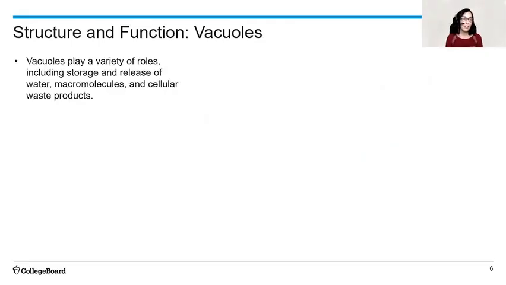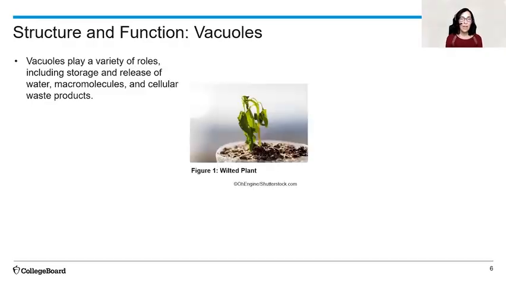Now, additional organelles are found in eukaryotic cells. So let's look at the structure and function of the vacuoles. Vacuoles play a variety of roles, including storage and release of water, macromolecules, and even cellular waste. So here we have this sad-looking plant. So let's see why this plant is wilted. What might be the role of a vacuole in this scenario?